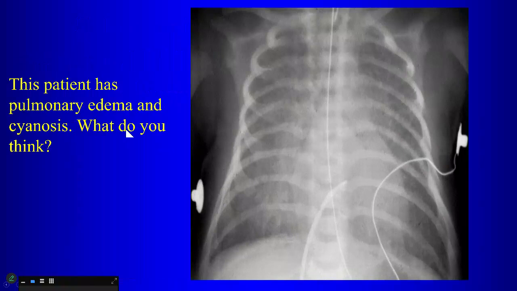So this patient has pulmonary edema and cyanosis, but the heart size is normal. And this question comes up, very nice quiz question here. When the heart size is normal and the patient has pulmonary edema and cyanosis, what is the lesion you're supposed to think about here?